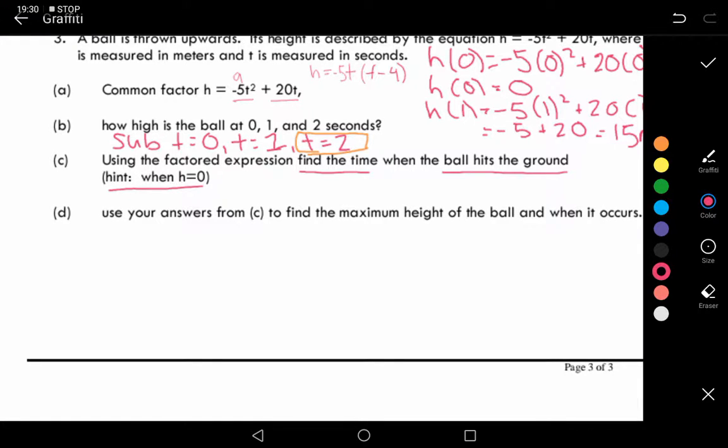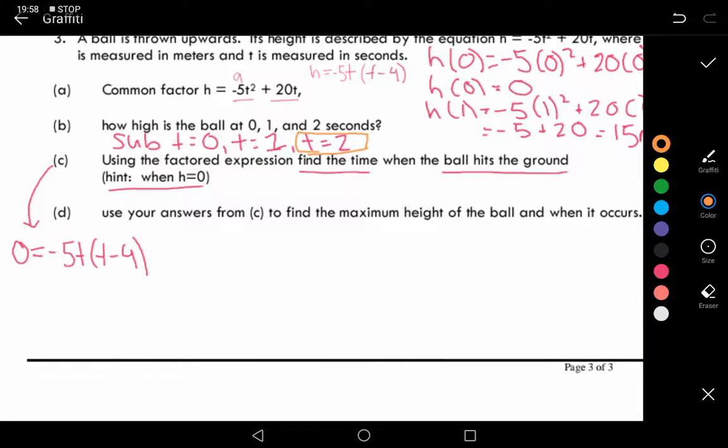So in order to do that, we are going to set our equation equal to 0, right? So we're replacing the h. So we now have, and I'm going to do it down here, we have 0 equals, and it wants us to use our factored form. 0 equals negative 5t times t minus 4.